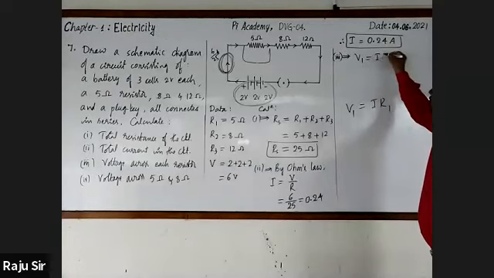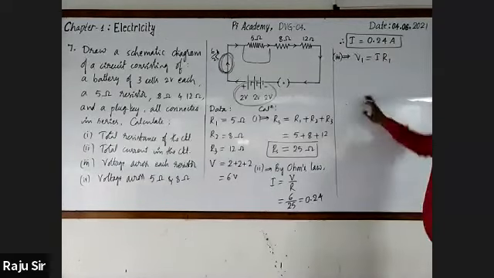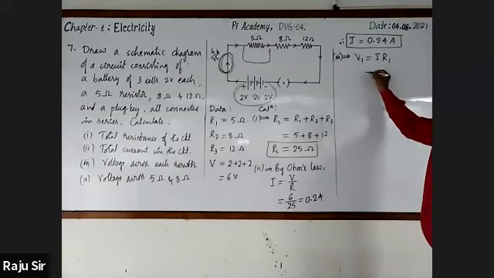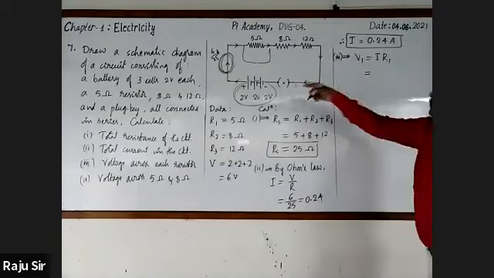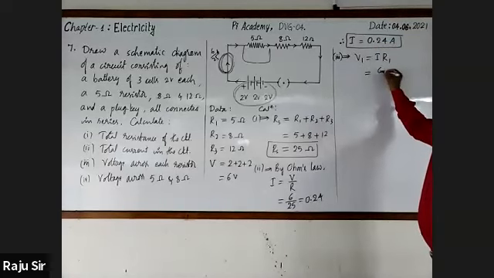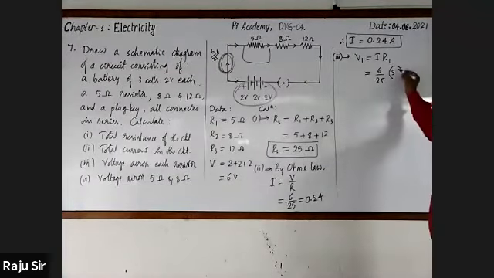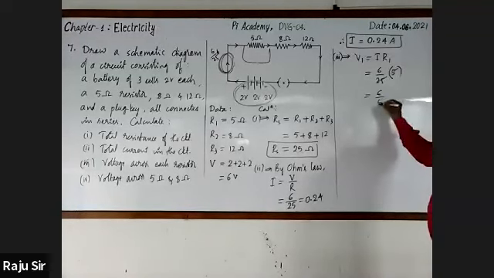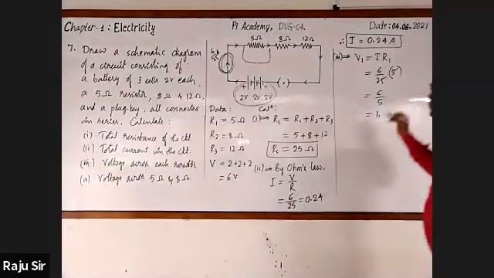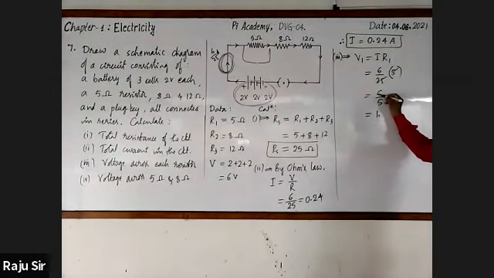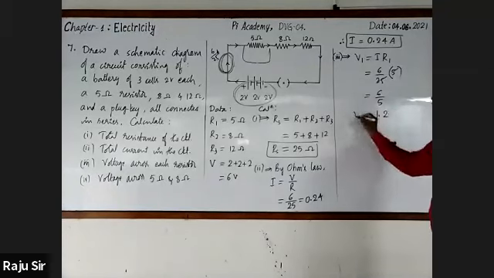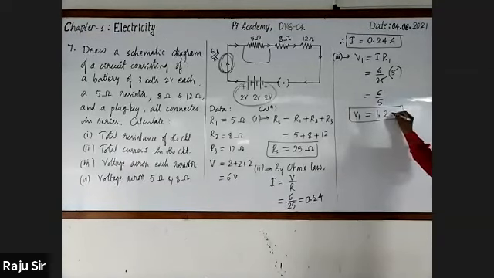V1 is equal to I into R1. V1 is unknown. I, the current, is 6 by 25, you may take 0.24. 6 by 25 into R1. R1 is 5. Cancel it. 5 ones are 5, 5 fives are 25. It is 6 by 5. 5 ones are 5, 1 will remain, it becomes 10. 5 twos are 10. So V1 is equal to 1.2 volts.